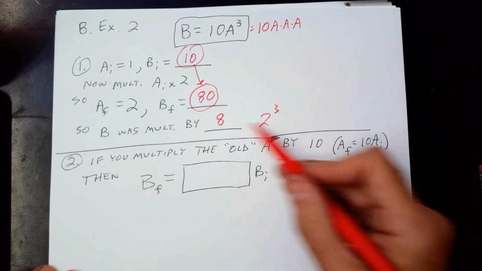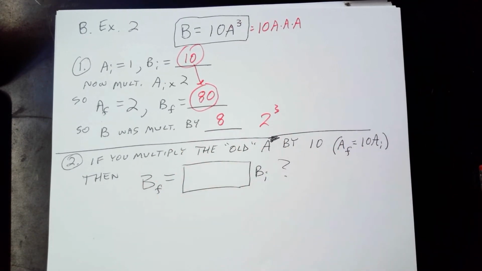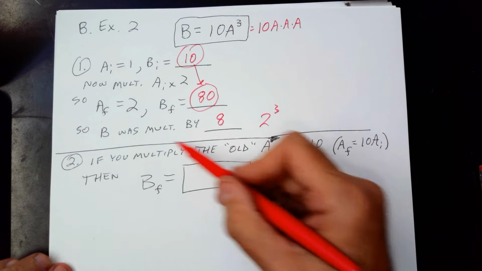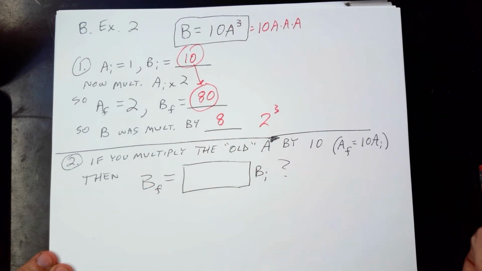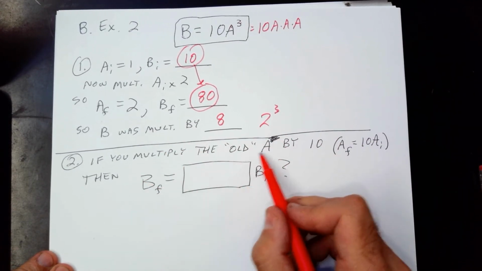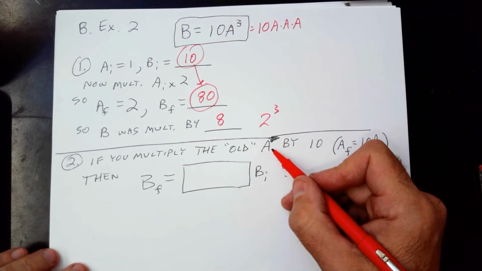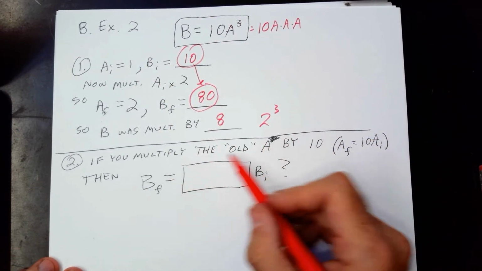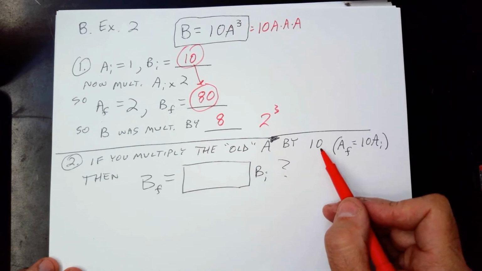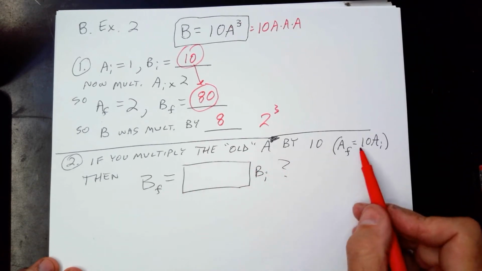Now look at this. The way it's phrased here is more compact. Less information is given, and this is the way it could be phrased on a test or in real life. I don't even give you the initial a. I don't say it's a 1, although you could certainly assume it's a 1 and make the problem easier for yourself. But all it says is you multiply the old a by 10. What happens to b?